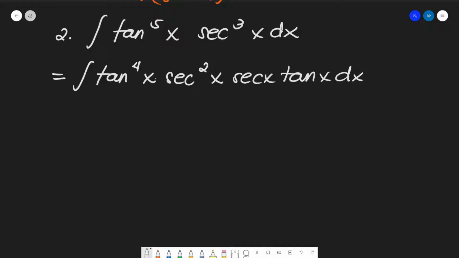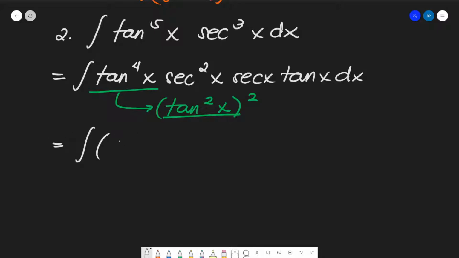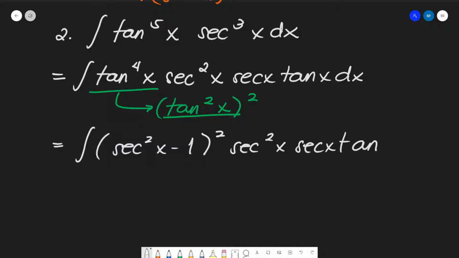Okay? So, eto, magsa-substitute. Remember, this form or this term is equivalent to tangent squared x quantity squared. So, ito yung tangent squared x na paggagamitan natin nung identity. So, we have the integral of, what's our identity? Secant squared u, or secant squared x in this case. Secant squared x minus 1 squared secant squared x secant x tangent x dx.